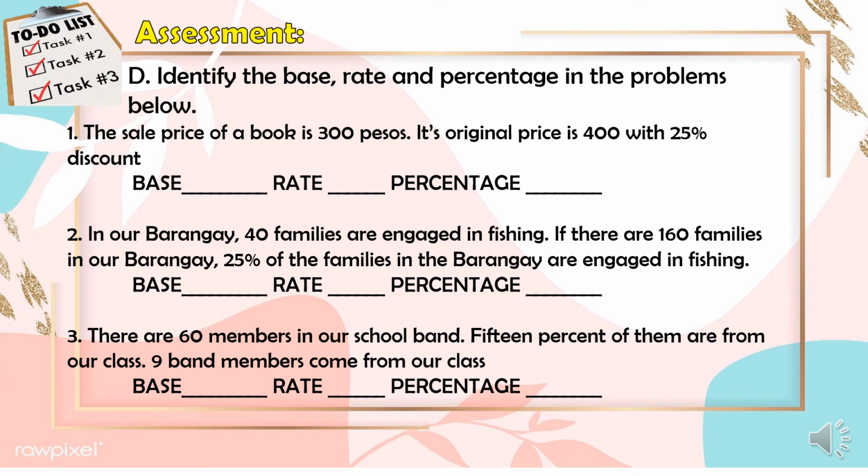For number 3, there are 60 members in our school band. 15% of them are from our class, and 9 band members come from our class. So what is the base, the rate, and the percentage? For number 1, I will answer this as an example, and then you will answer number 2 and number 3. So what is the answer for number 1? The base is 400. What is the rate? 25%, and the percentage is 300.